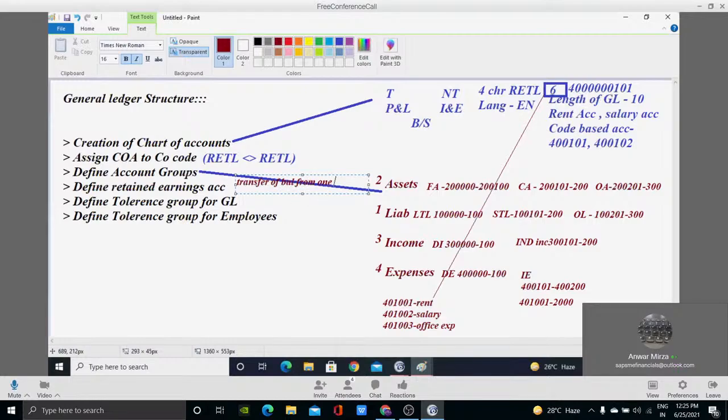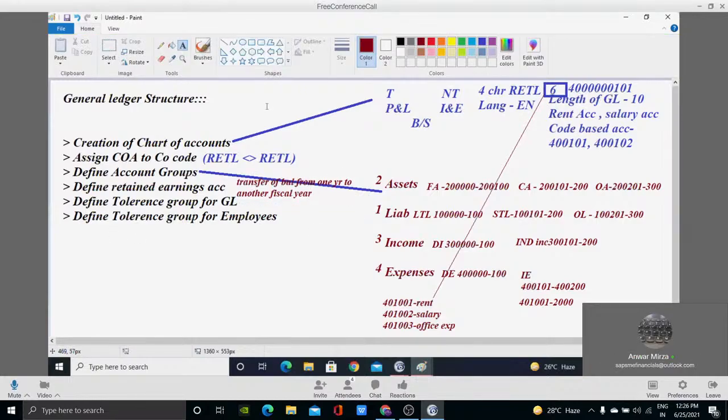Transfer of balances from one year. See, here financial year is known as the term fiscal year in SAP. Remember. 2021. Okay? That's a technical activity. That's what this retained earnings belongs to.